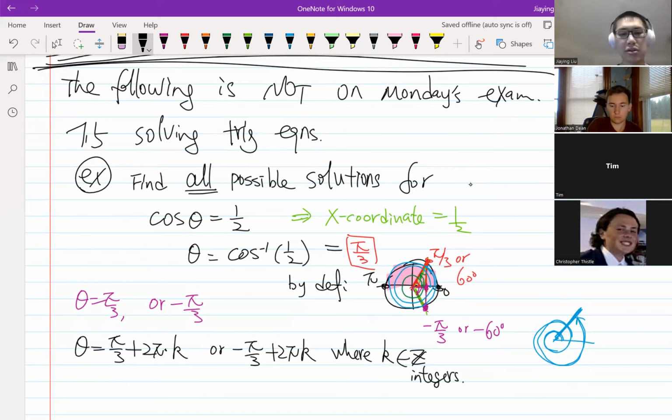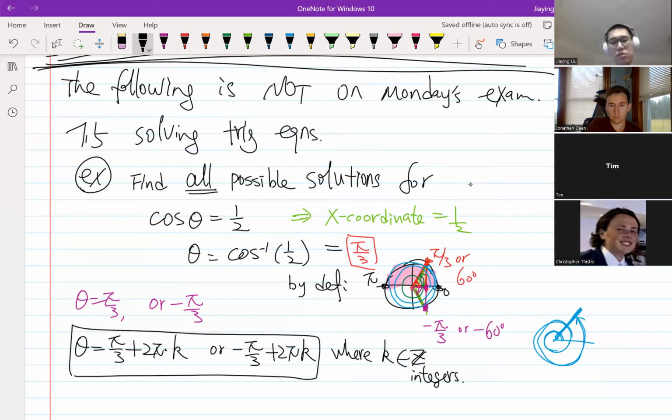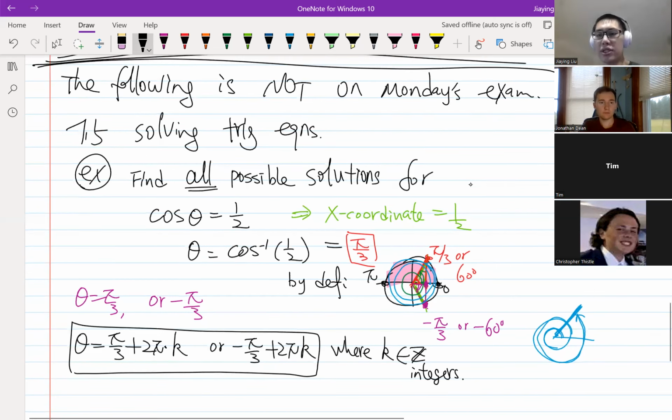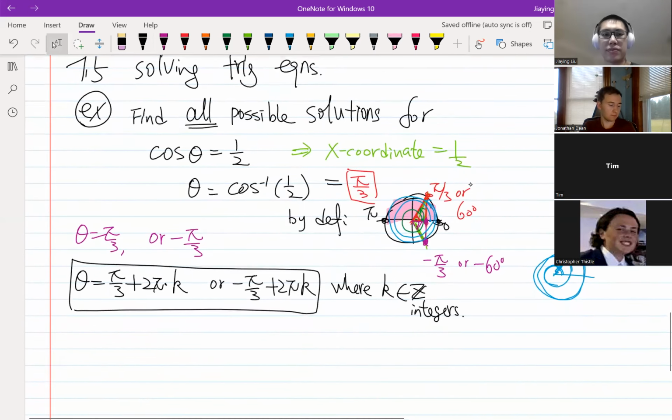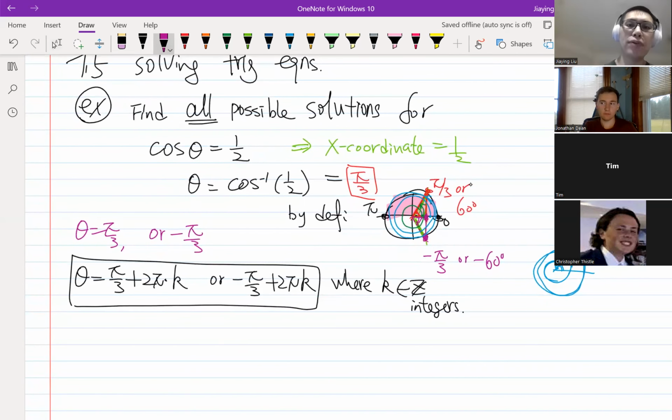So that's actually the solution that's going to give us all of the possible solutions for the angle theta. So it's not just one angle, pi over 3, using the definition of inverse. It's actually asking us to find all of the angles. Any questions on this? So whenever you're asked to find all possible solutions, it means at some point you're going to add 2 pi k, or maybe pi k if it's tangent. But for sine and cosine, we add 2 pi k.